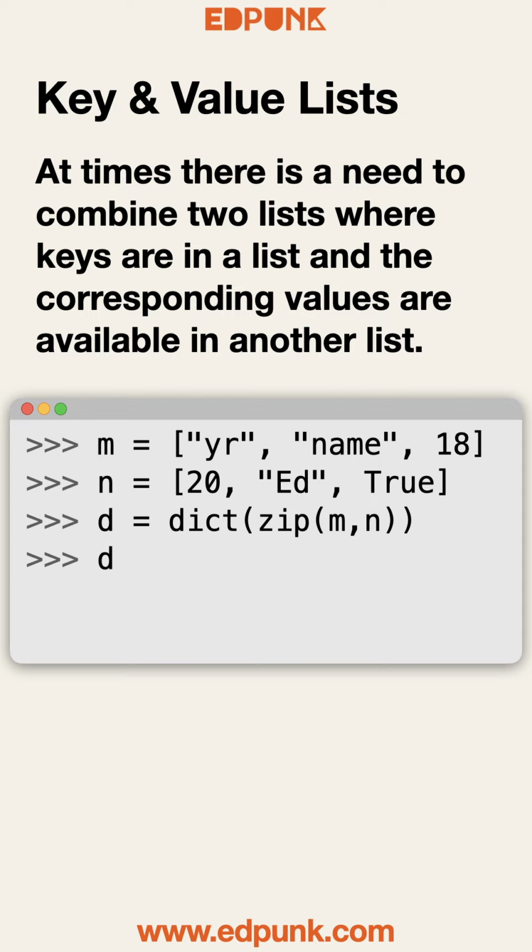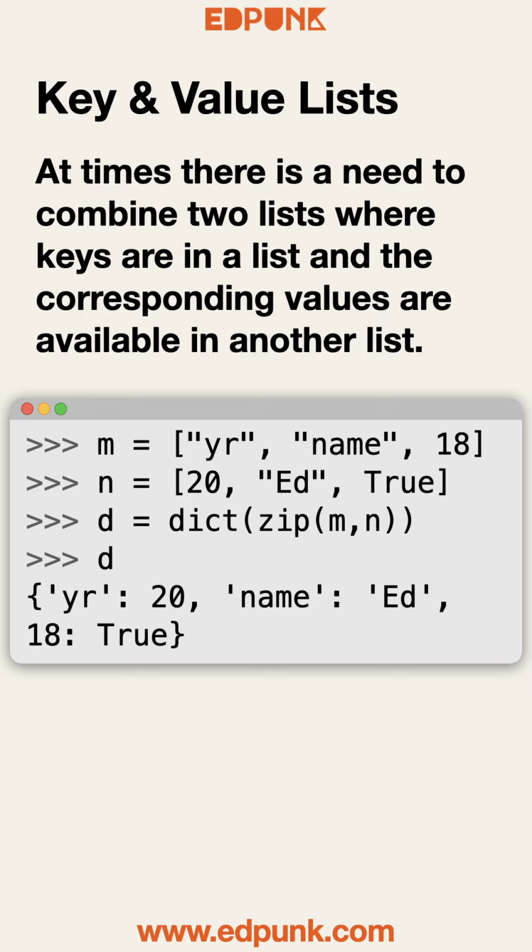Let us now view the created dictionary. The dictionary contains the correct key value pairs: string yr is to int 20, string name is to string ed, and int 18 is to boolean true, as determined from the two lists m and n.